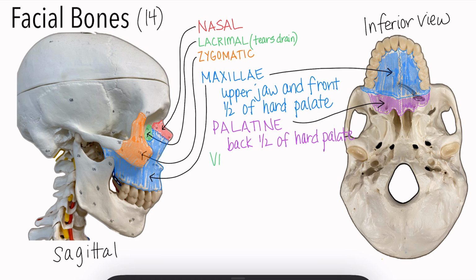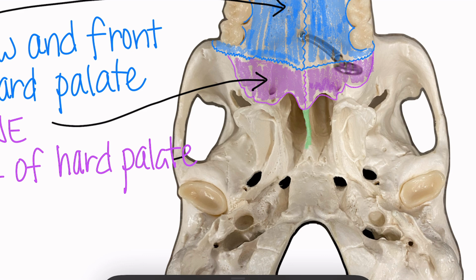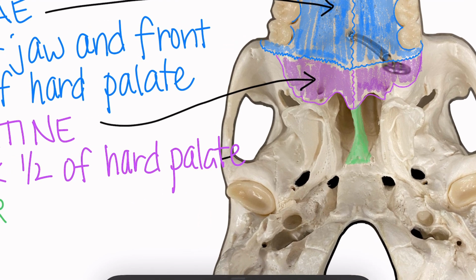The vomer is next. We were able to see that on the other page. And then here we can see it as well. This is the vomer. You can see it comes down. Now we're looking up at the vomer where it forms the bottom part of the nasal septum.